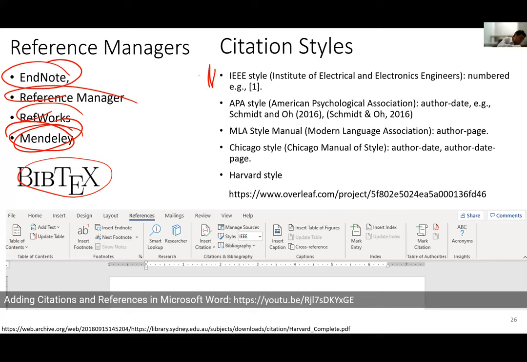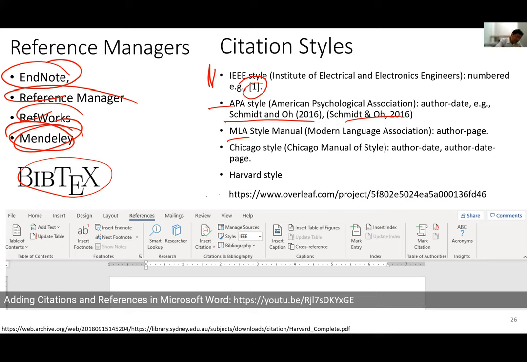Now, citation styles. For engineering, we use IEEE style, Institute of Electrical and Electronics Engineers. It's numbered, like [1]. I'll tell you how to do this briefly. Then there is the American Psychological Association author-date style, like Smith and O within parentheses 2016. Then MLA style, Modern Language Association, author-page style, not so applicable to us. Chicago style, the Chicago Manual of Style, is not very applicable either, and Harvard style also.